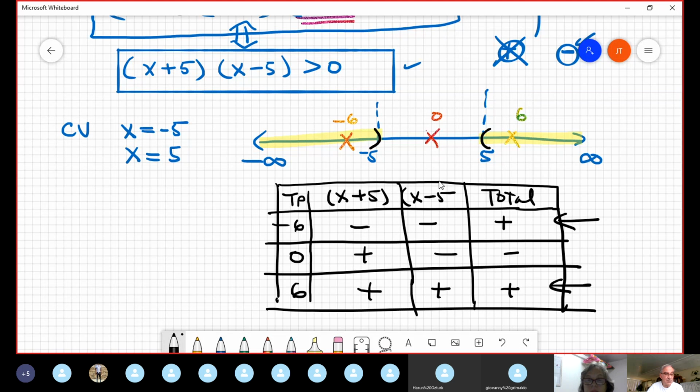So the final answer is from negative infinity to negative 5, parenthesis, union 5 comma infinity. End of story. Any question? No problem. Do you follow me? Do you understand very well? So I propose, now see everything is okay. No. We continue with number 8.